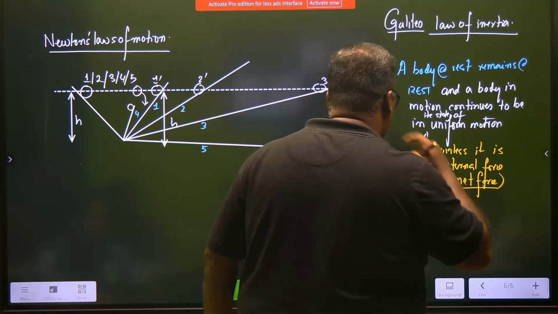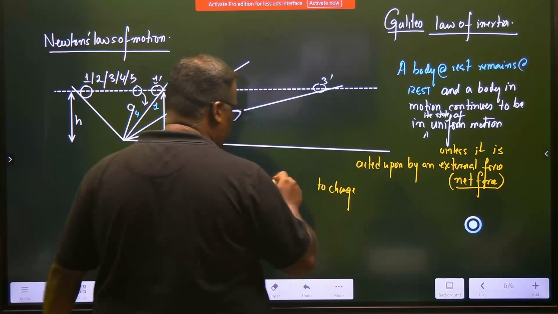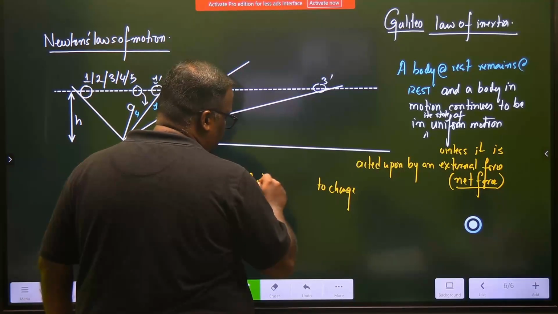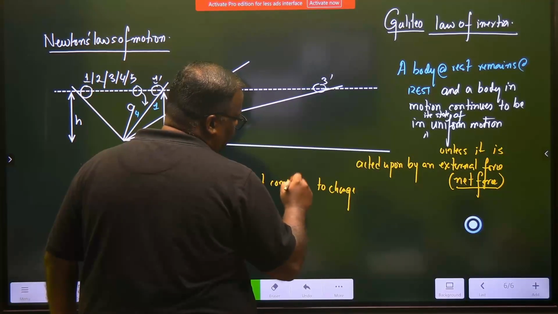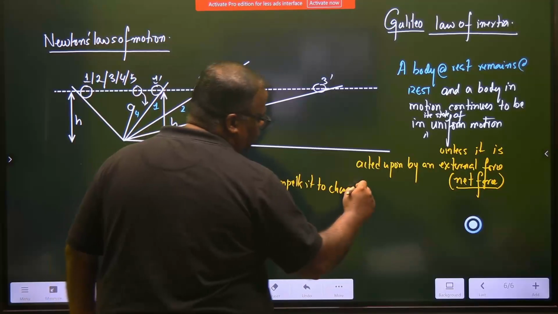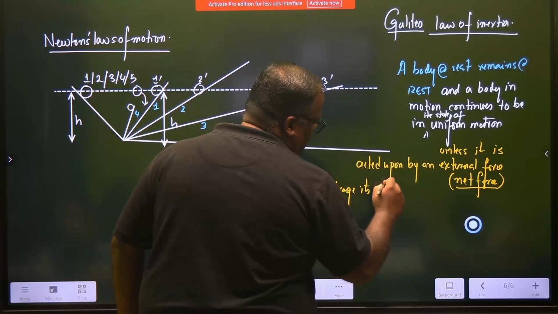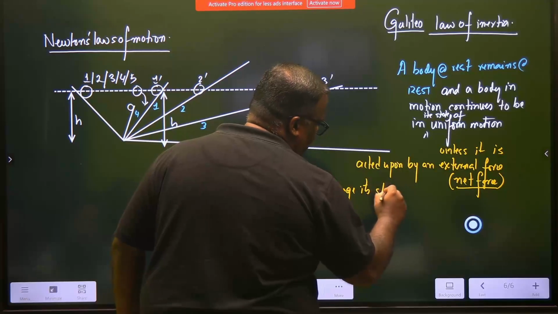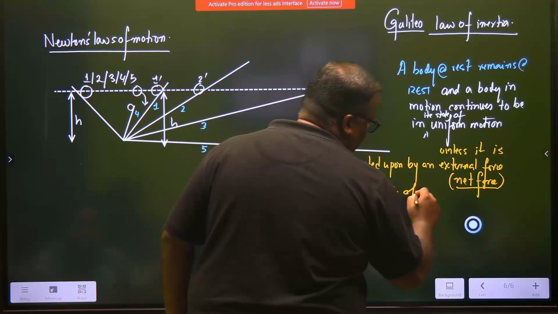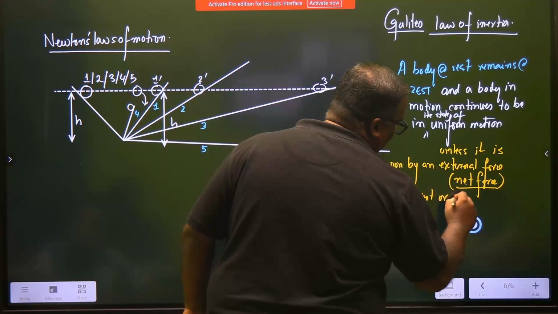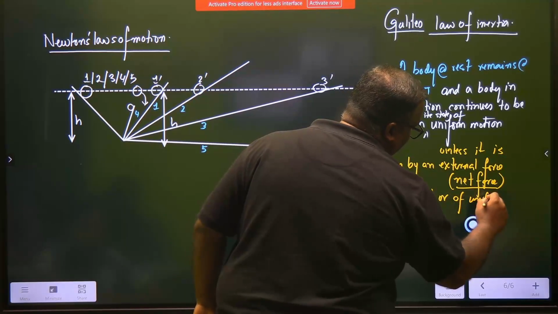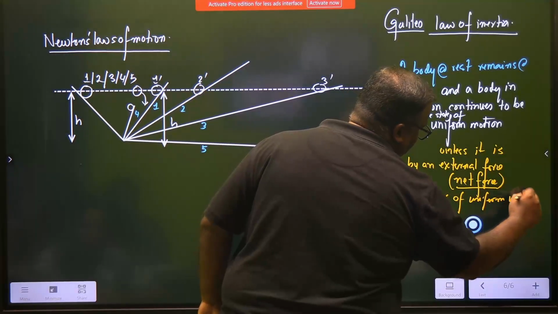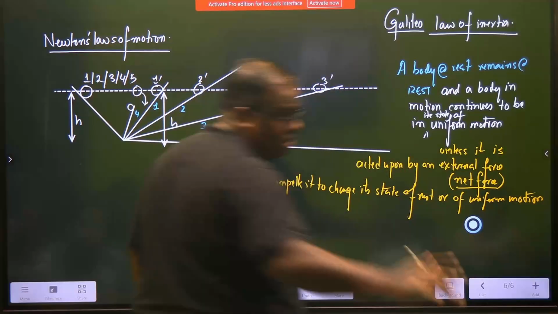Unless it is acted upon by an external force that compels it to change its state, its state of rest or of uniform motion. Now let's read the law once again for the first part only, just for the first part.